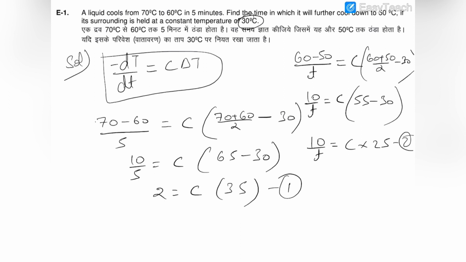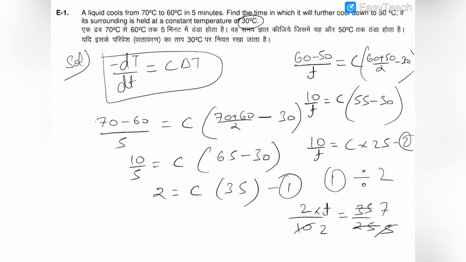So if we divide 1 by 2, you can see that 2 upon 10 by t is equal to 35 upon 25, and this is 5 and this is 7. So t is equal to 7 minutes. So this is the answer. Now we move on to the next question.